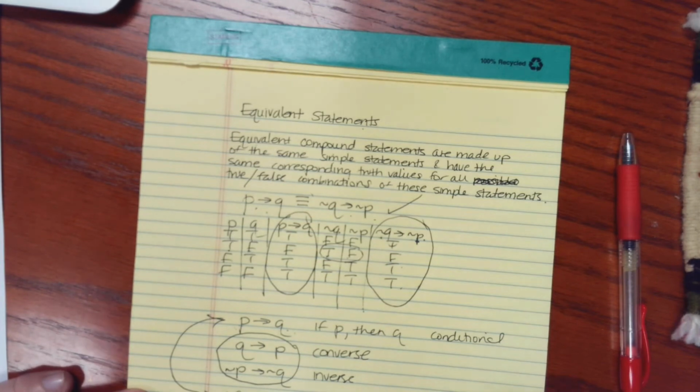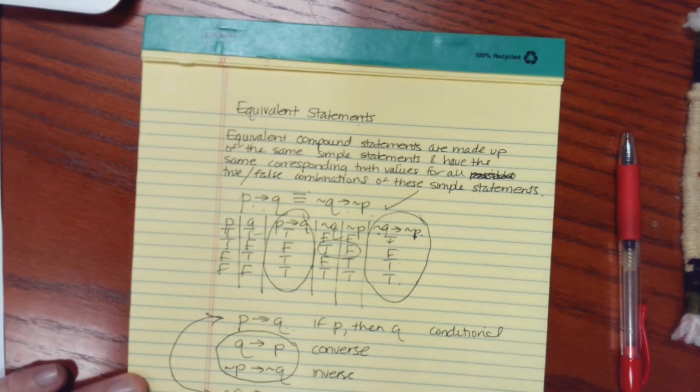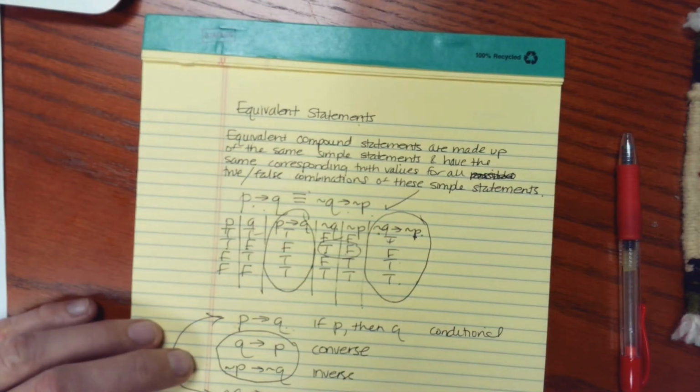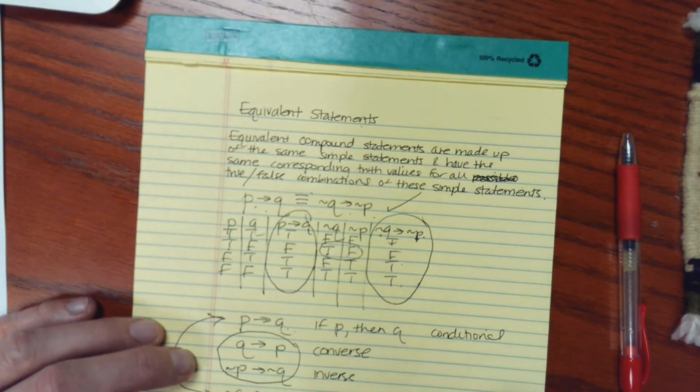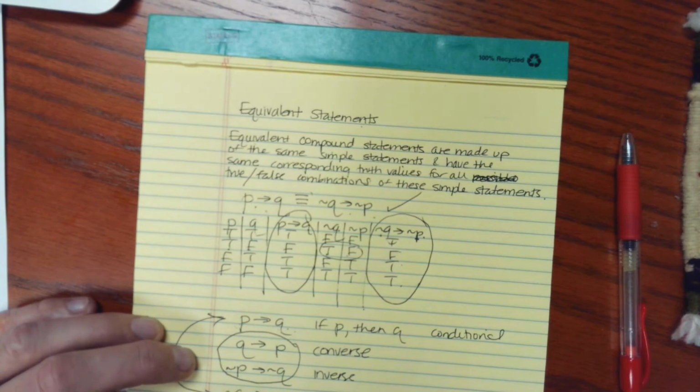Now let's look at the inverse. Before I construct the inverse, let's negate both P and Q. So not P and not Q. So this would be false, false, true, true, and this would be false, true, false, true. And now I can construct the inverse. Not P implies not Q.